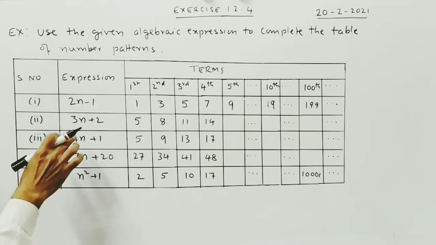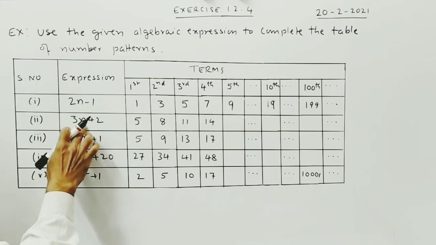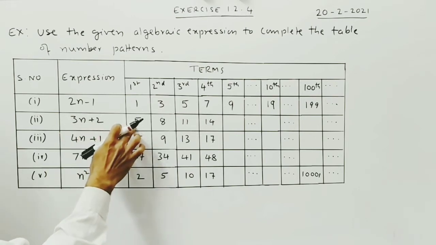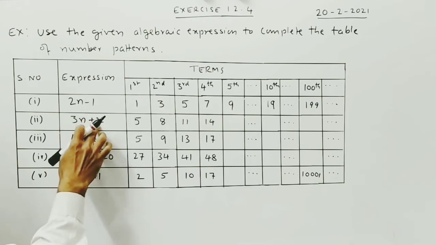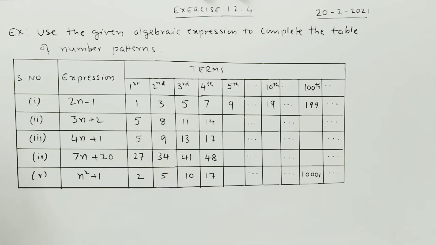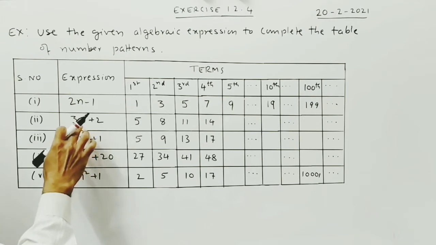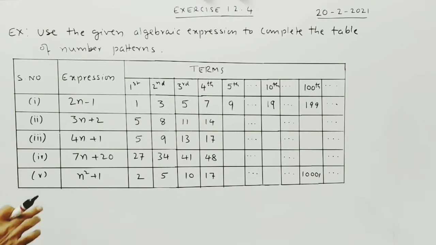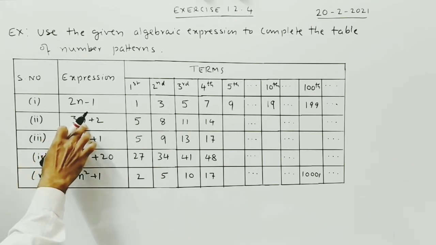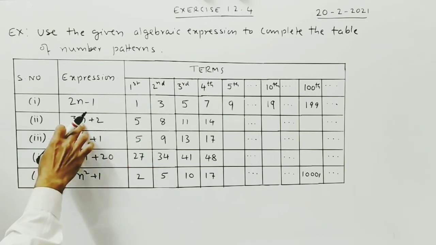Second one, 3n plus 2. When n is equal to 1, 3 into 1, 3 plus 2, 5, we will get the first term. When n is equal to 2, 3 into 2, 6 plus 2, 8, we will get the second term. When n is equal to 3, 3 into 3, 9 plus 2, 11 we will get. When n is equal to 4, 12 plus 2, 14.